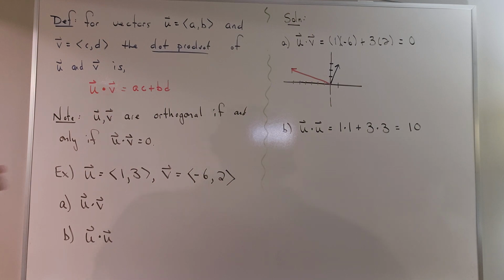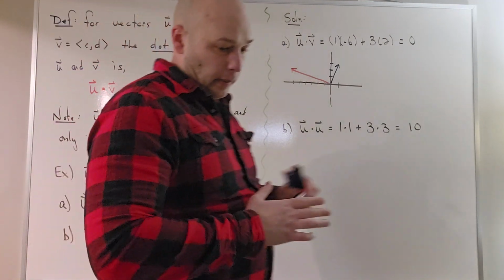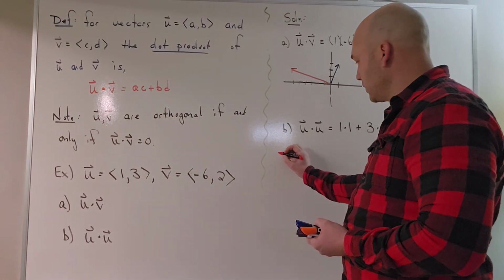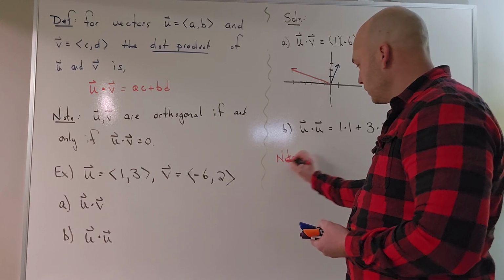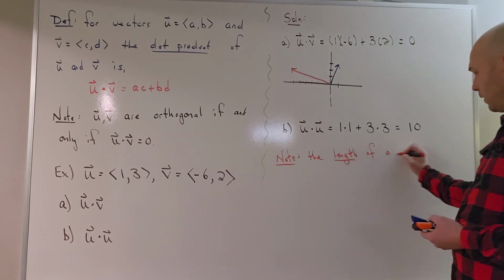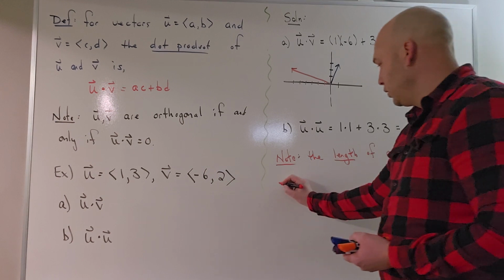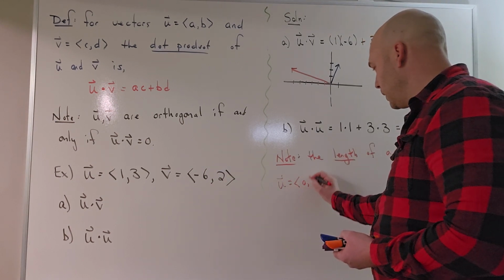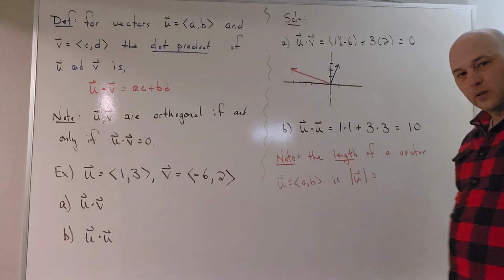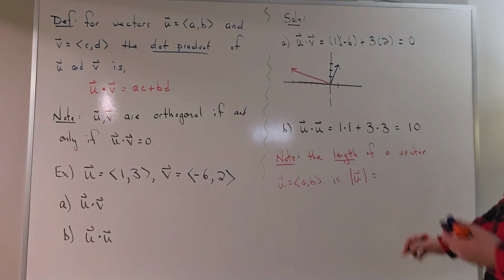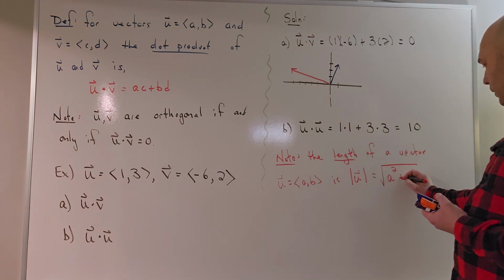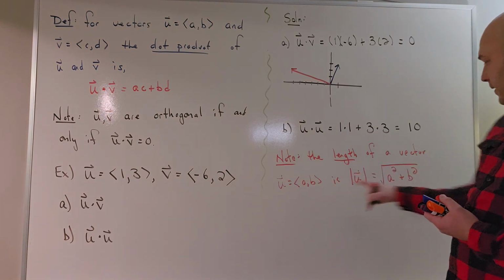Now, if you've talked about vectors in your class already, you've probably talked about the concept of the length of a vector. So as an aside note here, the length of a vector u, which is given by, say, (a, b), is denoted with the absolute value bars. And the way I compute that is I take the square root of a squared plus b squared. So I square each component, add them, and take the square root.